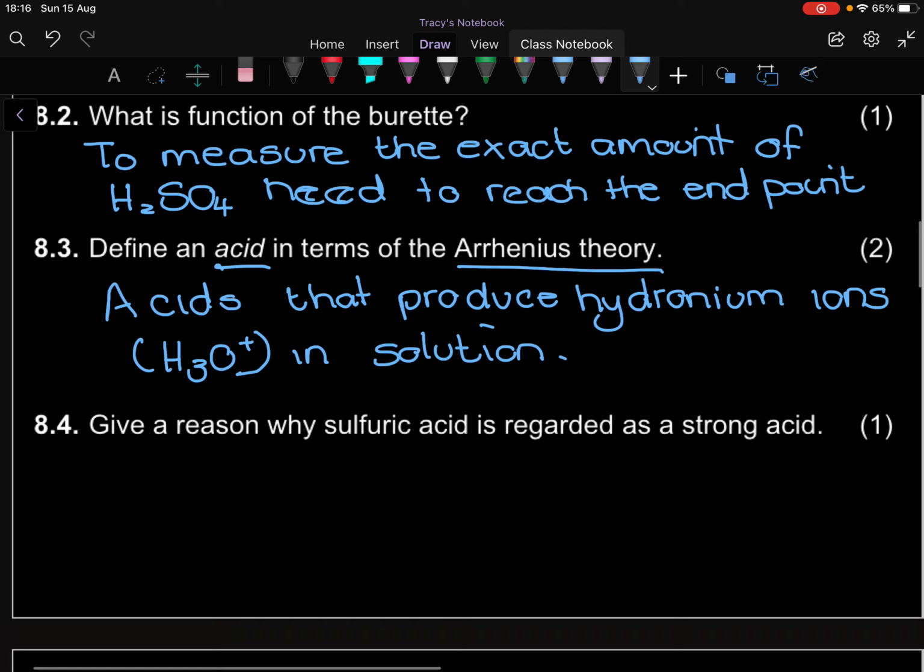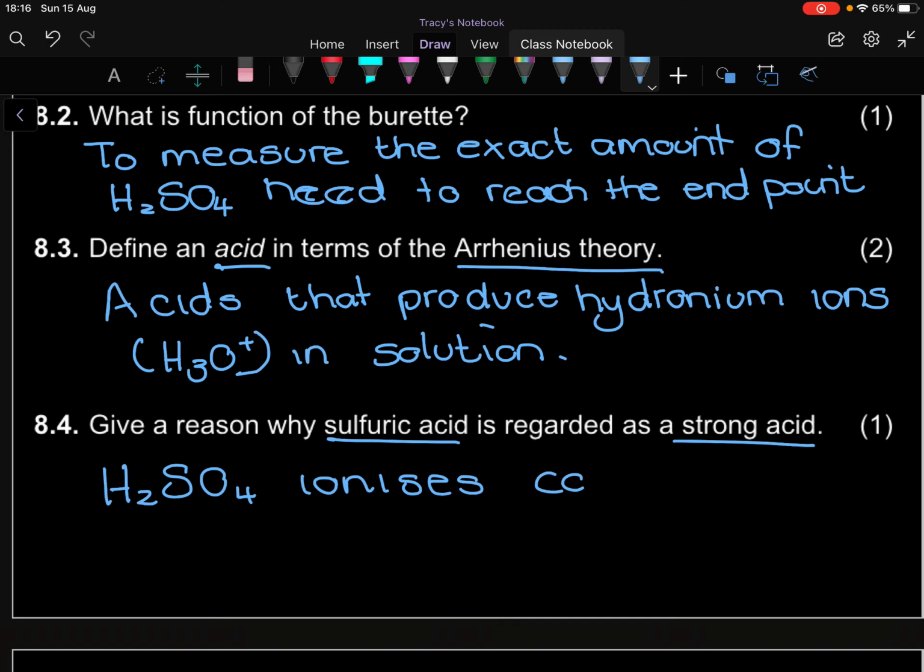Then they say, give a reason why sulfuric acid is regarded as a strong acid. Well, H2SO4 ionizes completely in water. This is just a roundabout way of asking the definition of a strong acid, which is that strong acids ionize completely in water. But instead of asking for just the general definition, they're going very specifically and they want to know why H2SO4 is a strong acid, so you have to refer to sulfuric acid in your definition.